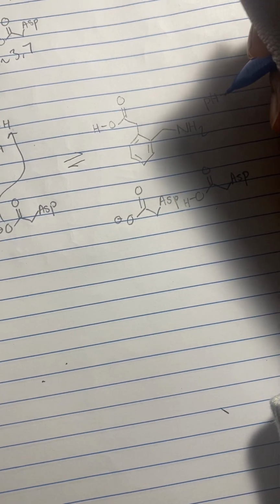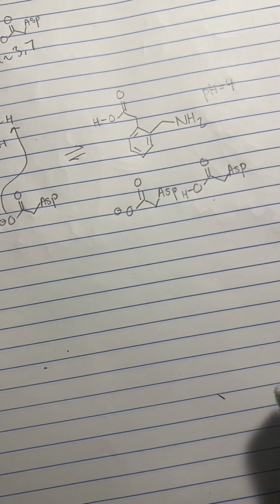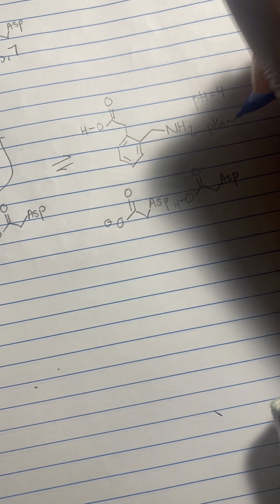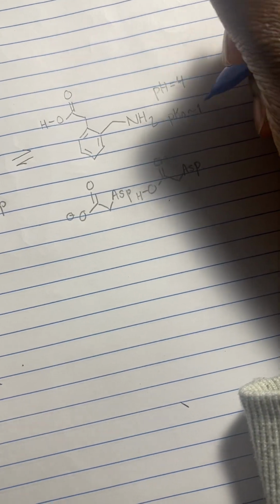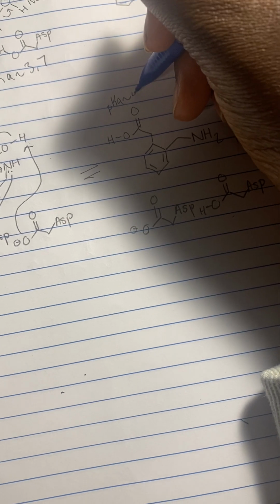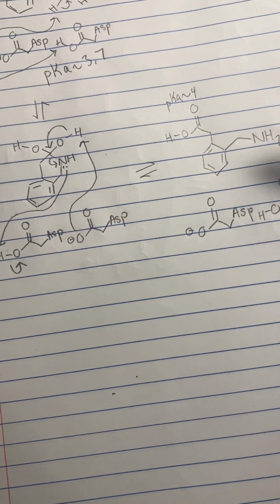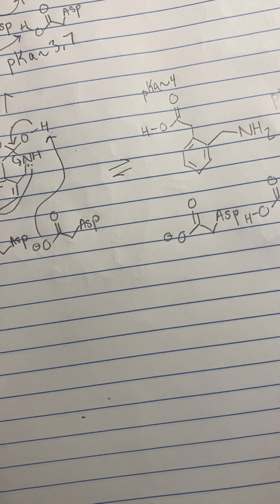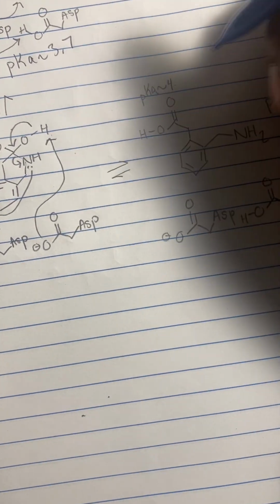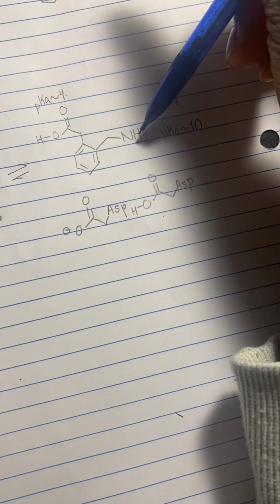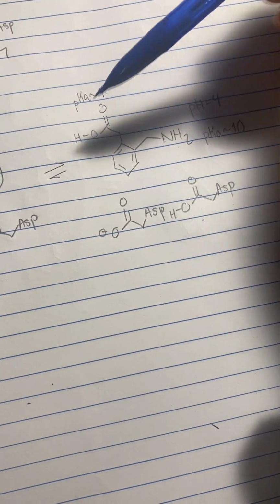Now our ring is open, and since we know that our reaction occurs at pH 4, and we know that the pKa of amides are around 10, and the pKa of carboxylic acids are around 4 or 5, we know that this would prefer to be protonated at a pH of 4, and this might prefer to be deprotonated.